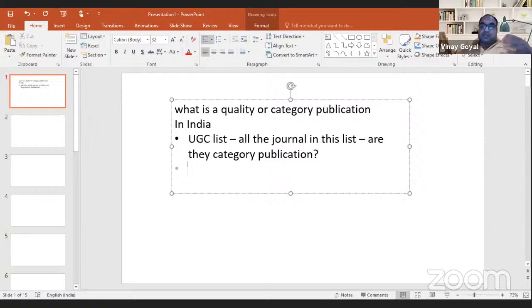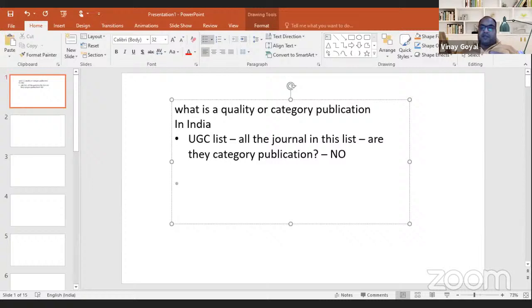If you are new in research, the first thing you have to do is at least start writing. And when you start writing, you cannot directly reach out to the highest quality journal. You have to go step by step. So one or two publications in a lower category journal, then in a middle category journal, then in a higher category journal, then in a top category journal, and so on and so forth. So my answer here is no. All the journals in this list are not category publications.